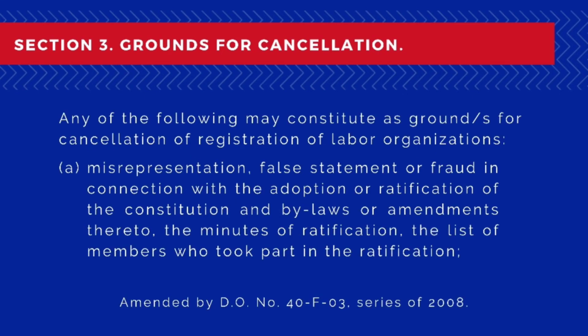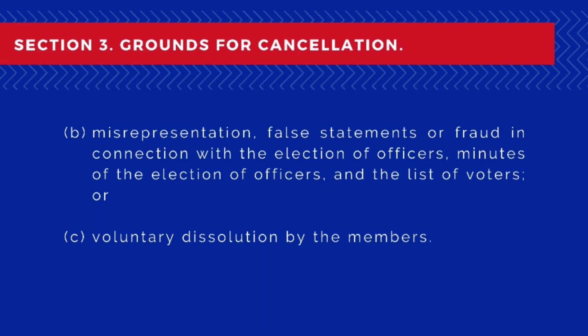Section 3. Grounds for cancellation. Any of the following may constitute as grounds for cancellation of registration of labor organizations. A. Misrepresentation, false statement, or fraud in connection with the adoption or ratification of the Constitution and bylaws or amendments thereto, the minutes of ratification, the list of members who took part in the ratification. B. Misrepresentation, false statements, or fraud in connection with the election of officers, minutes of the election of officers, and the list of voters, or C. Voluntary dissolution by the members.